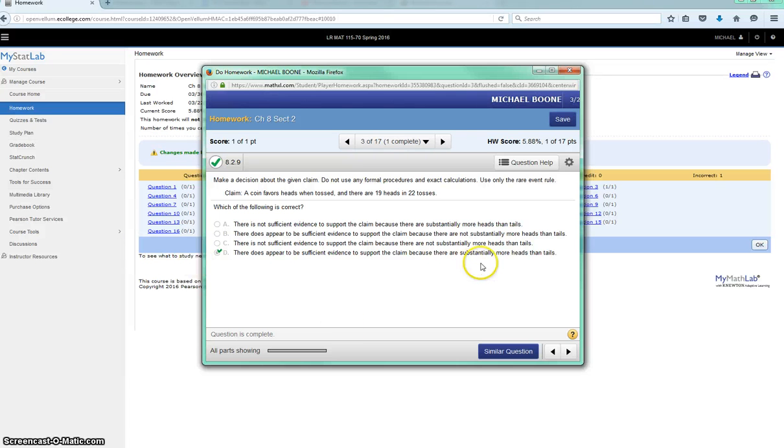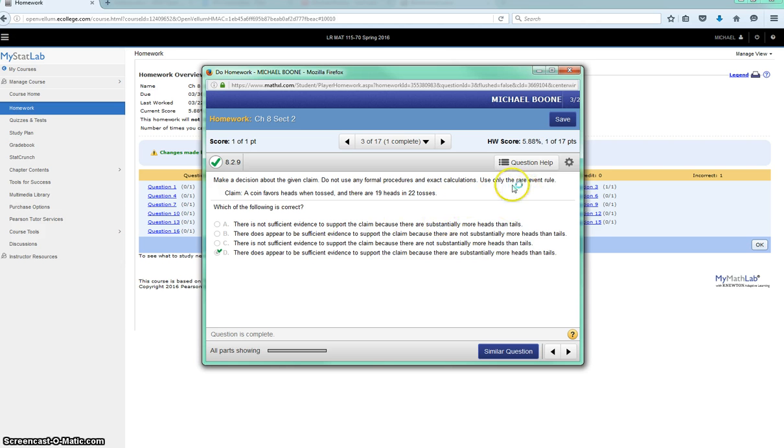All right, so Chapter 8, Section 2, let's look at a few problems. Kind of looking at hypothesis testing in this section. So make a decision about a given claim. Do not use any procedures or exact calculations, and the rare event rule. That's something that's in your section from 8.2, so make sure you look at the reading on that. And that just says if something's unlikely that it occurs, then maybe something's off.